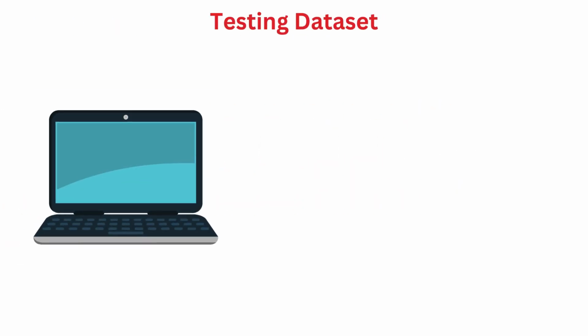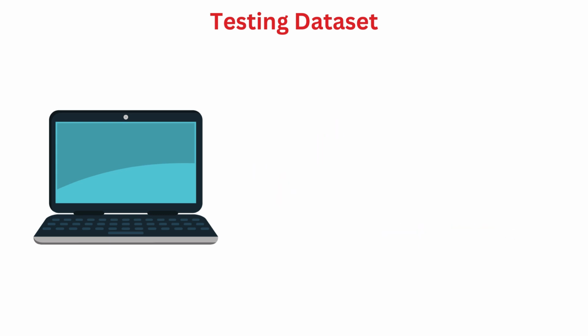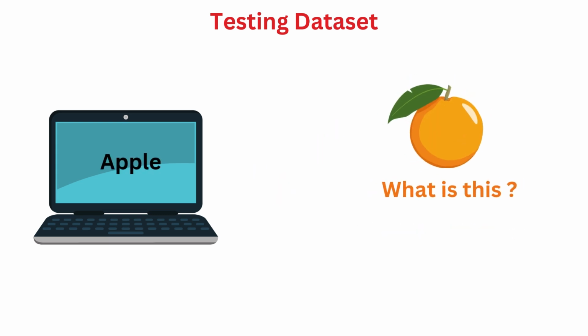Testing dataset. Once the AI has learned from the training data, we give it a test. We show it new pictures it has never seen before and ask it to identify the fruit. This helps us check if the AI has really learned or if it just memorized the examples.